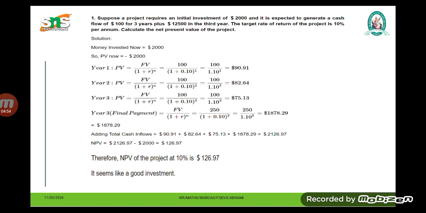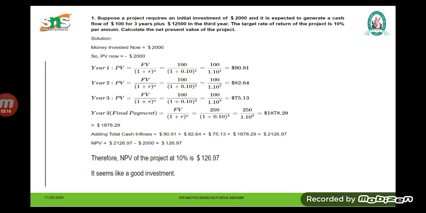We know the formula of present value. I am calculating it for 1, 2 and 3 years. The final year is calculated. The value is 2126.97. If I subtract my original 2000 from it, I will get the profit of 126.97. It seems like a good investment.